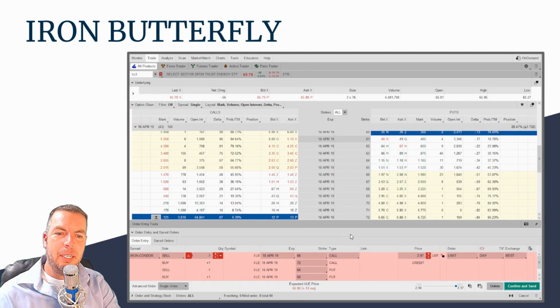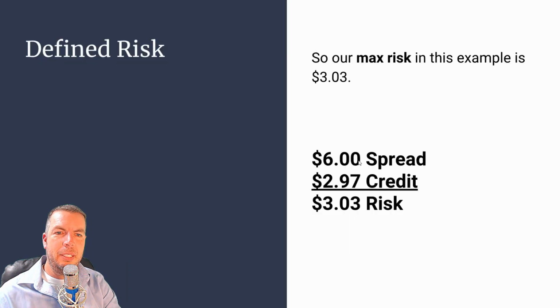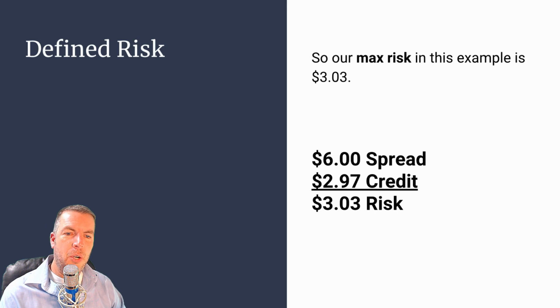So to figure out our maximum risk, we take that $6 spread. Remember, it's only $6 on each side, right? We're not taking the whole $12, because the stock can't be in two places at one time. So we're only looking at that $6 wide spread, and then we received a $2.97 credit. We've already received that $2.97 in our account. So the maximum amount that we could lose in this trade would be $3.03. So we're risking $303 to make $297.